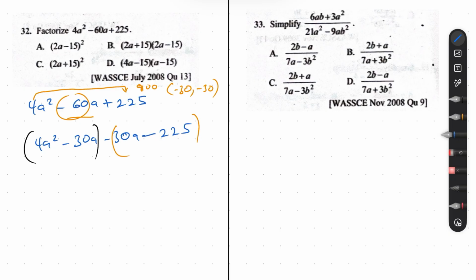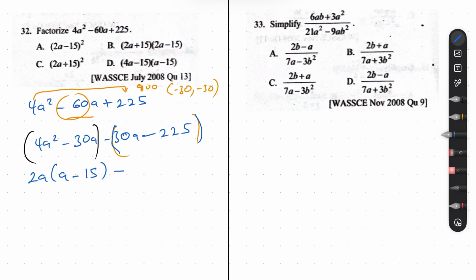Okay, cool. Now we can factor out. Here on the left hand side, we can factor out 2a. Then we'll be left with a minus 15. Then on the right hand side, we can factor. What can we factor out? If we factor 15 out... Actually, let's factor 30. What can we factor out?